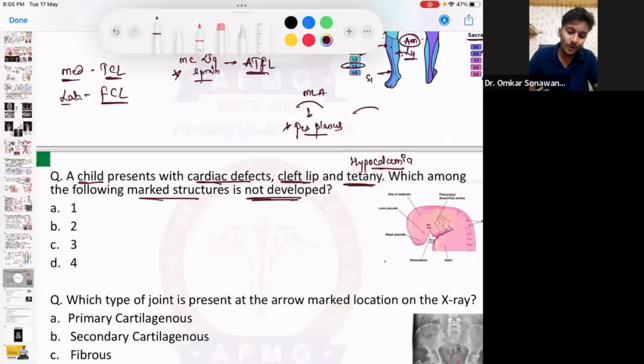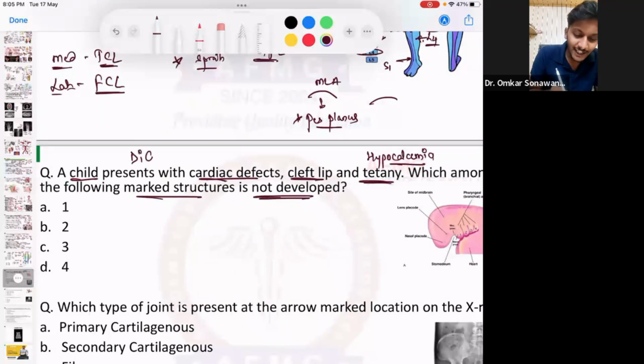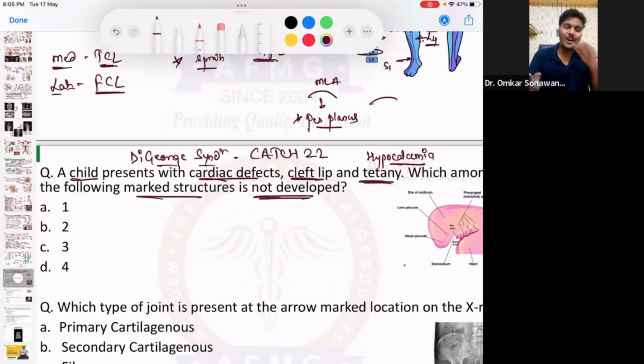Provisional diagnosis बनाओ. Very good. It is the DiGeorge syndrome. It is remembered by the mnemonic CATCH 22. C for cardiac abnormalities. Most common is cardiac anomalies.